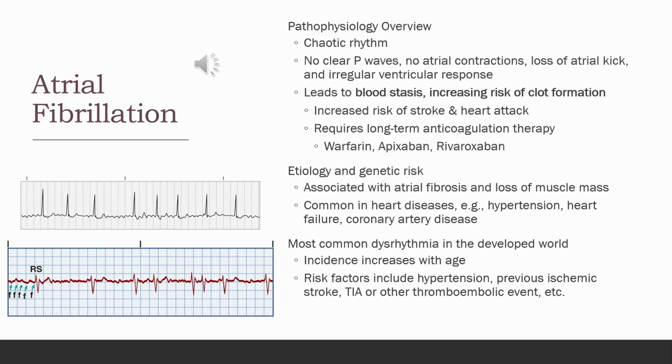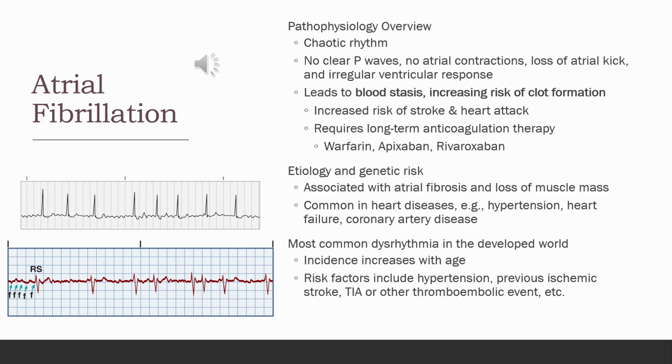So we see blood stasis in AFib, which significantly increases the risk of clot formation. And these clots can travel to the brain and cause an ischemic stroke. They can go to the lungs, causing a pulmonary embolism, and even end up causing a heart attack, or MI. Patients with AFib are actually 5 times more likely to have a stroke as compared to those who have a normal sinus rhythm. That's why anticoagulant therapy is such a high priority for AFib patients.